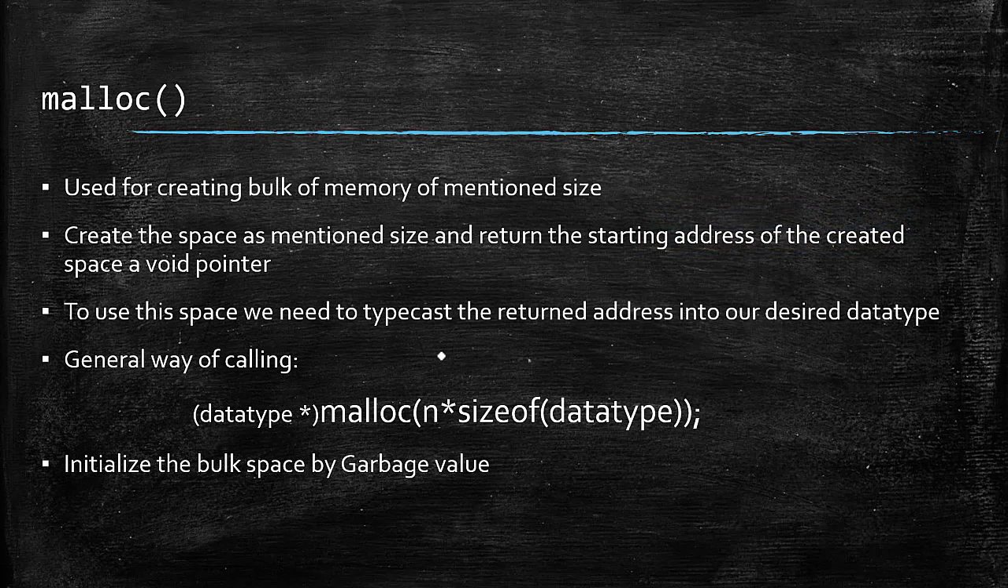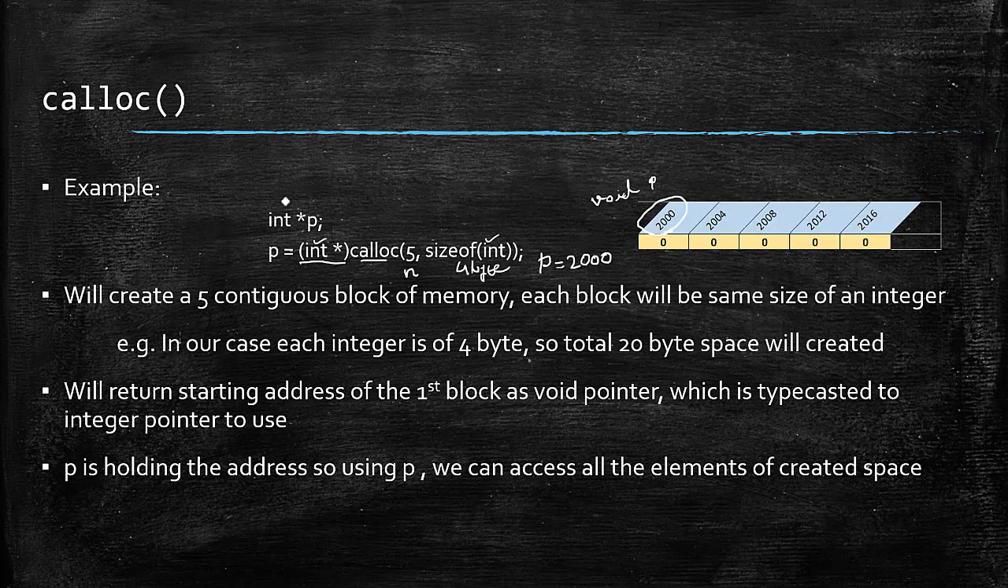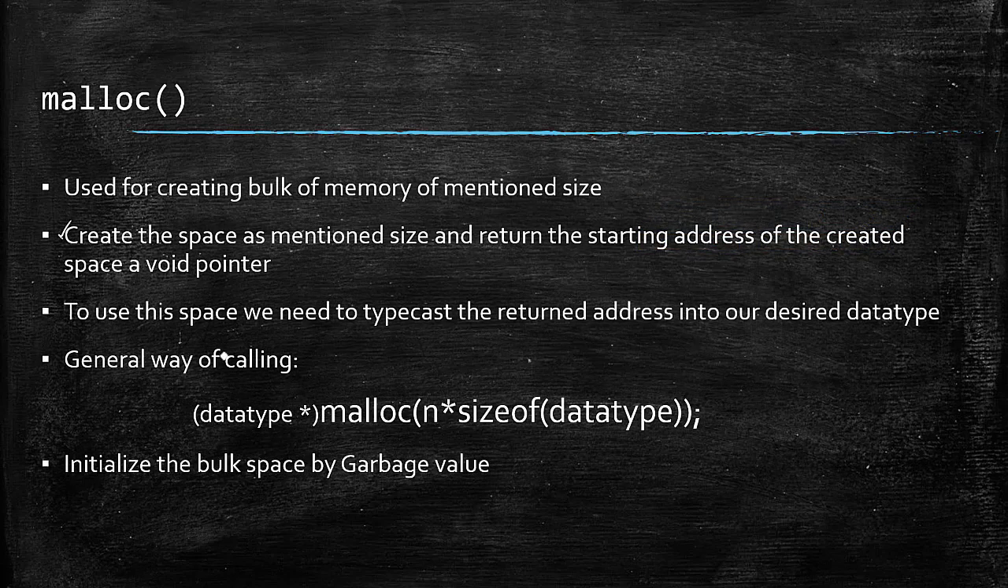Next, we are going to discuss the malloc function. The malloc function is also used for creating memory space dynamically, meaning at runtime, but instead of creating space in blocks, it creates memory space in bulk. It creates the space of the mentioned size and returns the starting address of the created space as a void pointer. This point is similar to the calloc function, but malloc creates space in bulk and calloc creates space in blocks or cells.